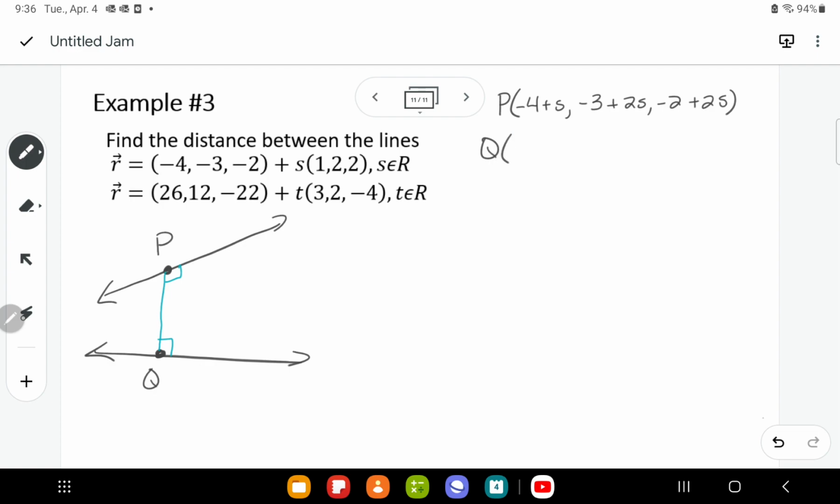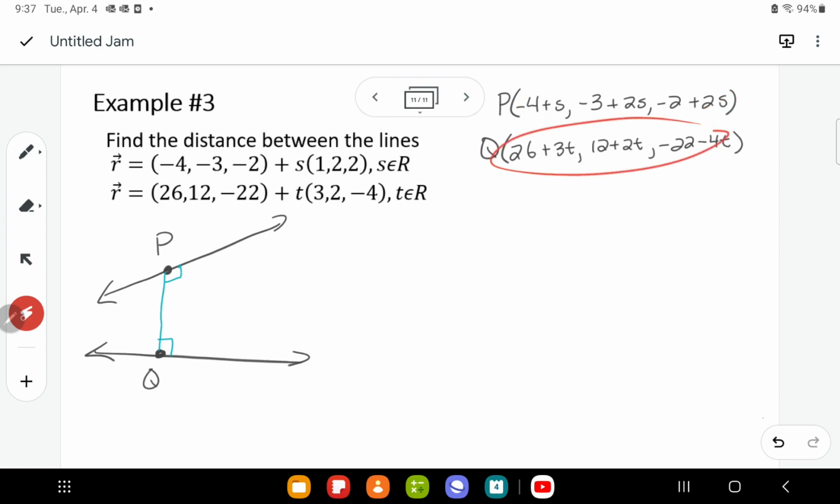Then my Q has to be the same, but it's going to follow the parametric equations for line 2. So the x is going to be 26 plus 3t. The y is going to be 12 plus 2t. And the z is going to be -22 minus 4t. Now, with how clunky these are and how we've got variables in each, it's going to be a little bit big to find vector PQ, but that's what we're really going to need. So let's find PQ, and remember that we're going to do the end minus the start.